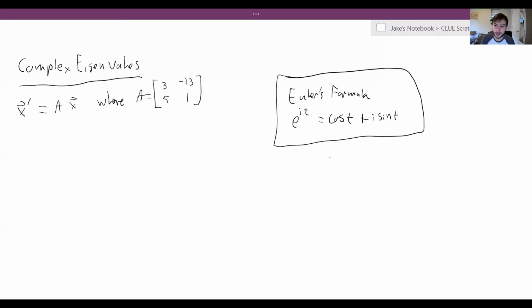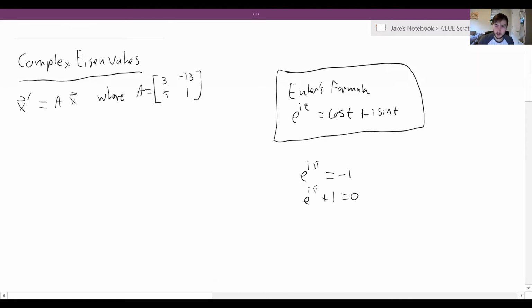In fact, if we plug in pi for t, look what we get. We get e to the i pi equals cosine of pi, which is -1, and sine of pi is 0, so the imaginary part goes away. So we get this. If you've ever seen this written out before, some people call this Euler's identity or Euler's formula.